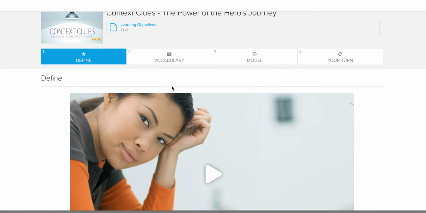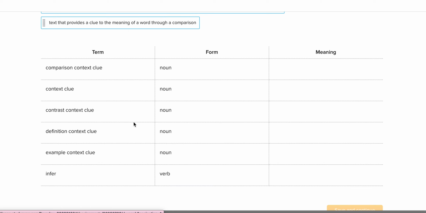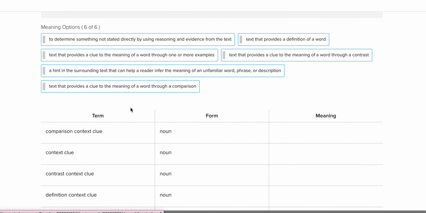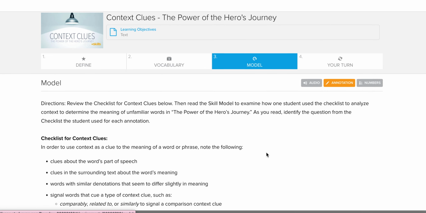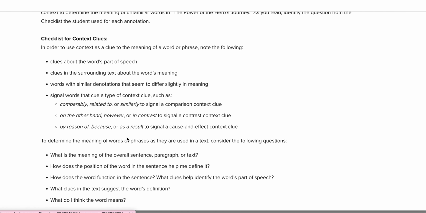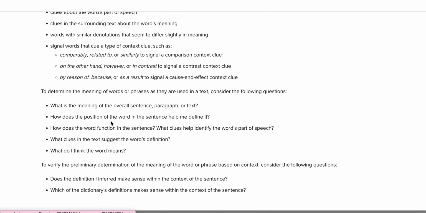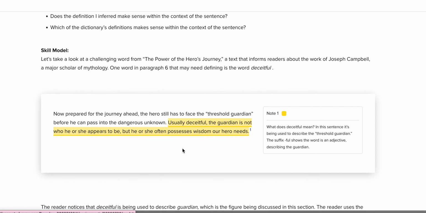All right, let's go ahead and move over to the vocabulary. I would like you to do this vocabulary drag and drop because it talks once again about the 5 different types of context clues. So make sure that you do the drag and drop. Let's head over to the model page. The top half gives you a checklist for context clues, as well as some questions that you can ask yourself when you're trying to determine context's meaning of a word or a phrase. But let's go ahead and go through the skill model together.